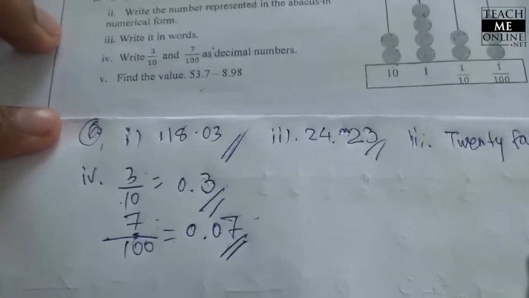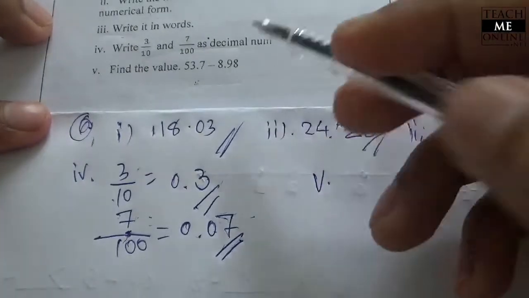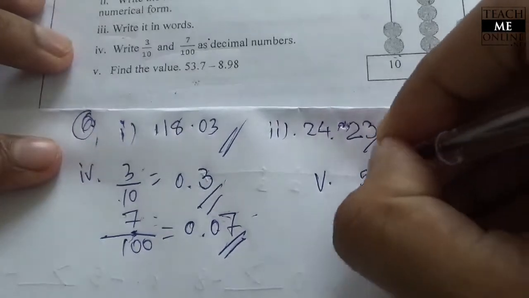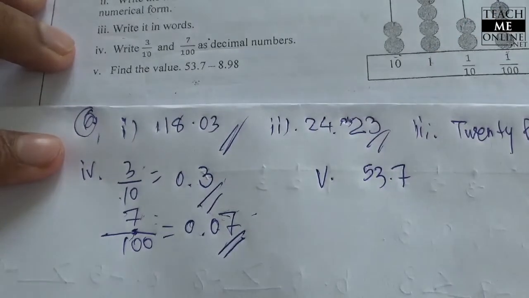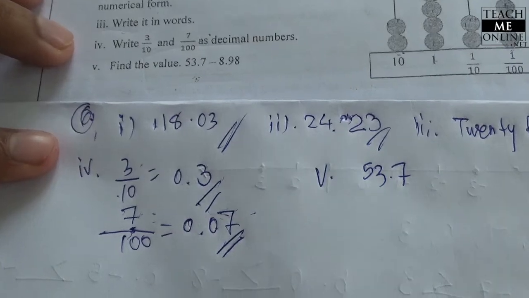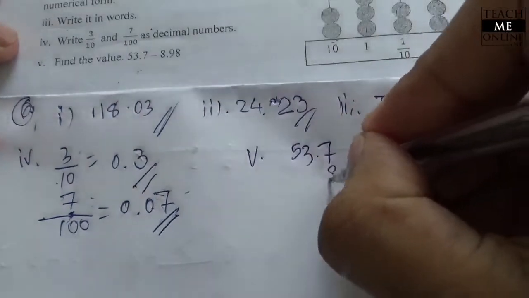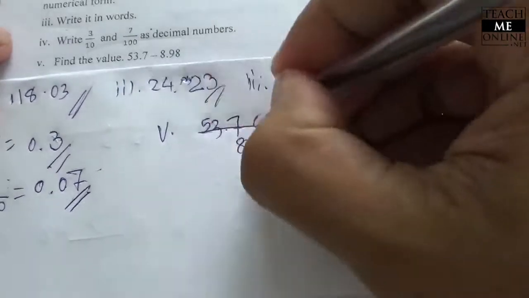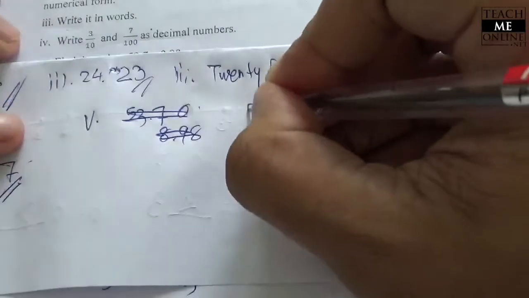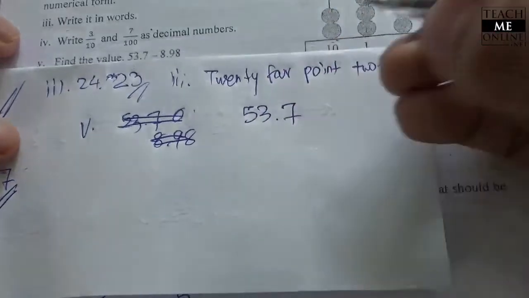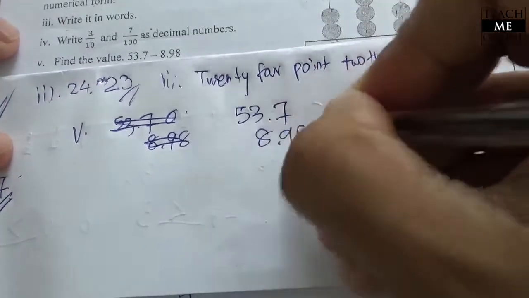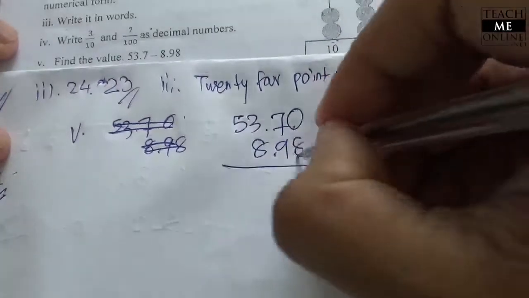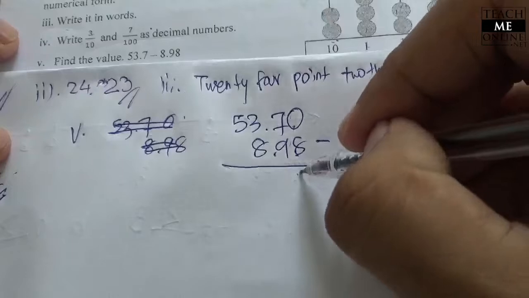Sorry, part 5. Write the value of 53.7 minus 8.98. Sorry, I didn't write that correctly. 53.7 minus 8.98. So I can put a 0 here and subtract. 0 minus 8 I can't do, borrow 1. 10 minus 8 is 2.